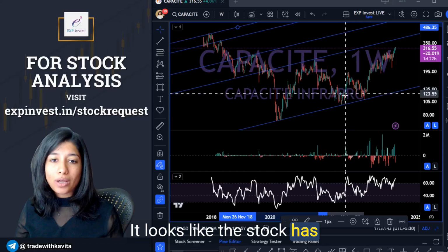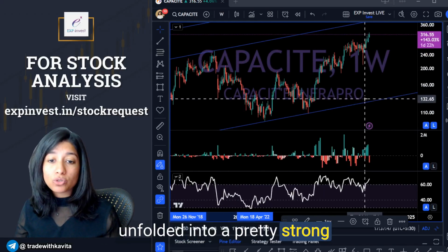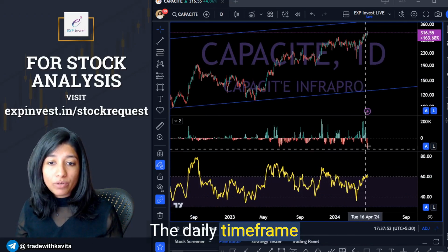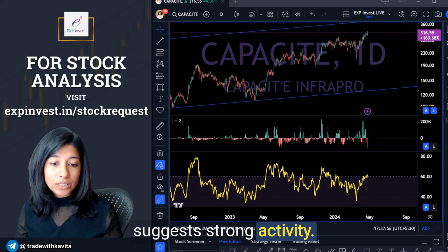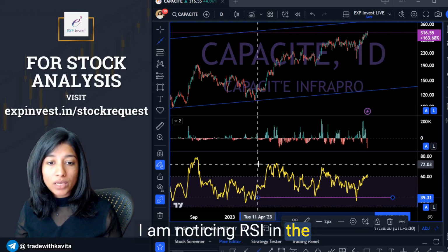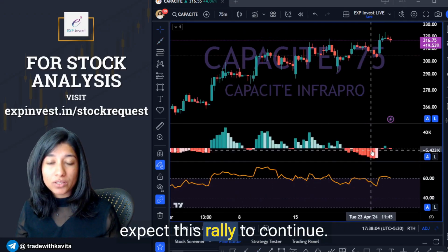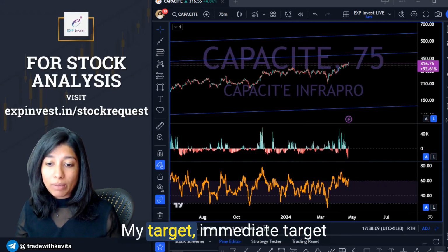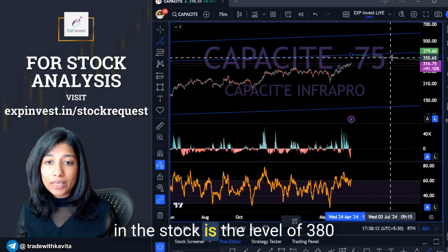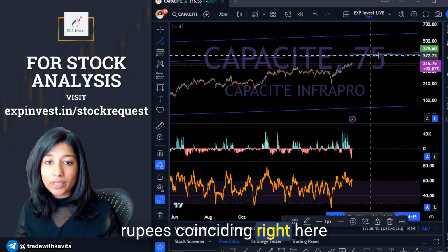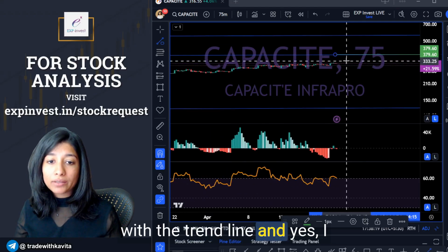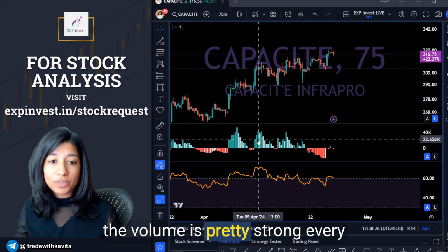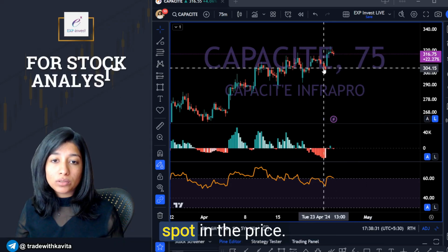It looks like the stock has unfolded into a pretty strong uptrend, which is only getting stronger and stronger because the volume is picking up quite well. The daily time frame suggests strong activity. I am noticing RSI in the bullish trend, and I would expect this rally to continue. My target for you, now luckily I am able to give you a target here. My immediate target in the stock is the level of 380 rupees, coinciding right here with the trend line. And yes, I would expect the price activity to continue on the upside because the volume is pretty strong every time we see an upward spurt in the price.